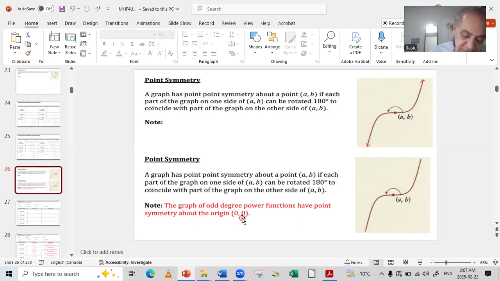So if we have an odd function, the symmetry will be around 0 and 0. That is if it is an odd function. Odd, as an example, 2x power 3. This is odd. 2x power 5. That's odd. In that case, it will have symmetry around 0 and 0. That's the first point.